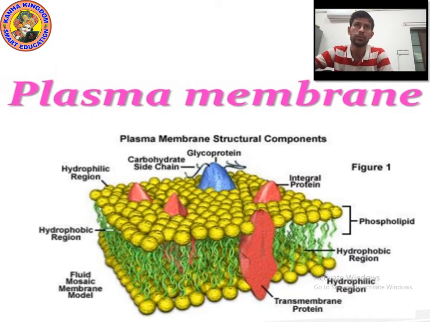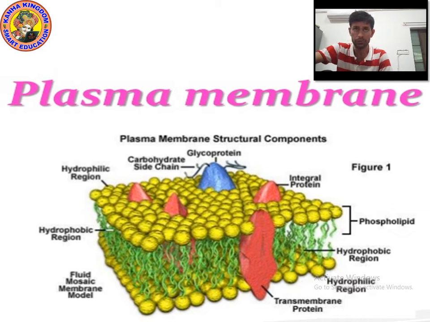All these are proteins, because, as I already said, it is flexible because it is made up of lipid and protein. So what kind of protein? Glycoprotein, transmembrane protein. There are many. And you can see the middle part, which is known as the hydrophobic region.